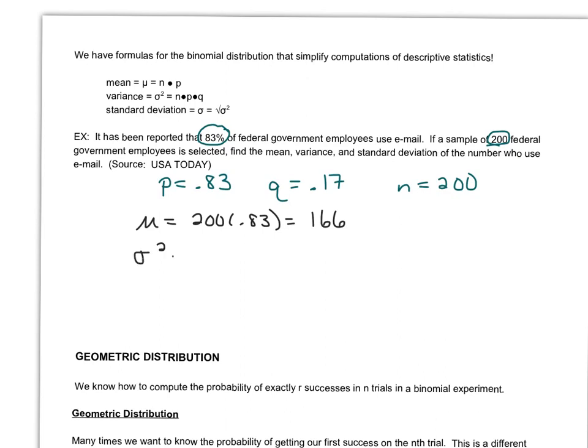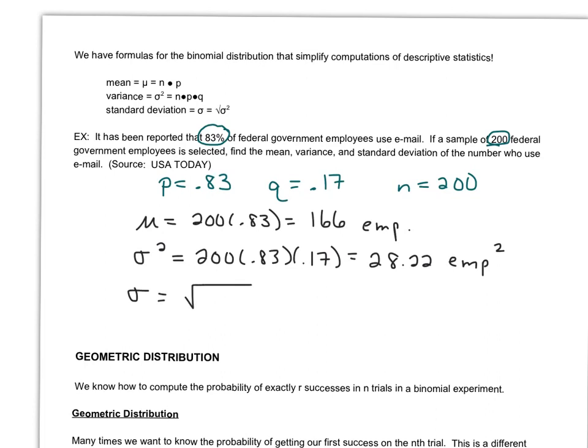The variance, so this would be employees, right, for our units. The variance is npq, so that's 200 times 0.83 times 0.17. So the variance is kind of a weird number. It's 28.22, but remember, variance would be square employees, whatever that is. And so the more important one is the standard deviation, which we can simply take the square root of. So the square root of 28.22 will give us 5.31 employees.